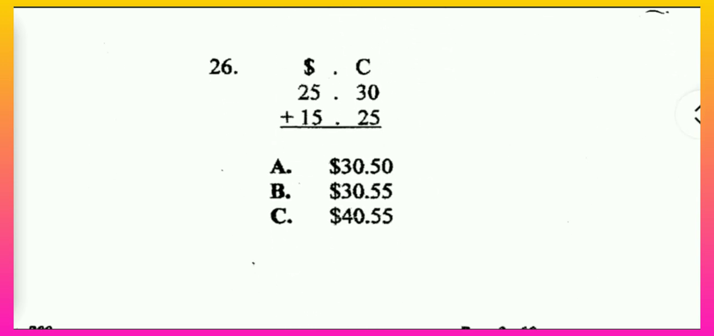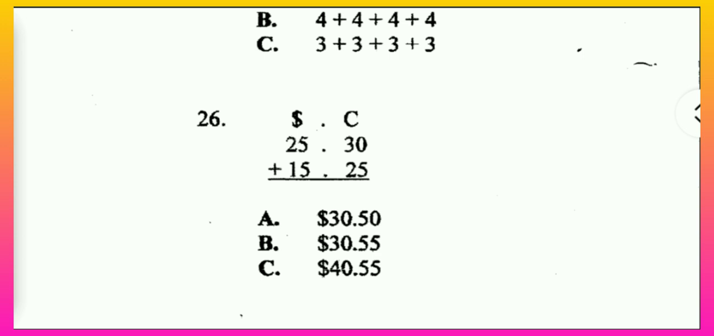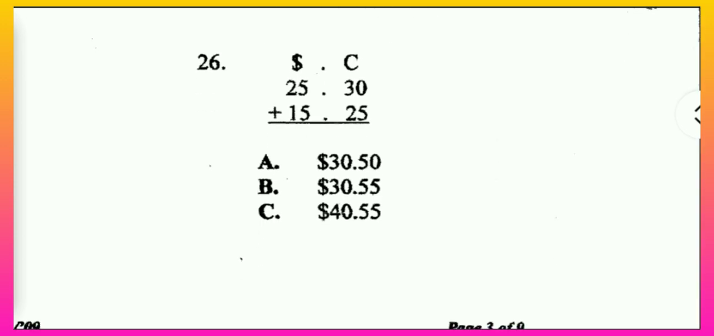26. Alright, you're adding some money. So let's go. Who loves money? All of you. To include me. Alright, 5 plus 0, again, we're going in this direction. 5 plus 0 is 5. Look, if you see any with 5 at the end, then it's going to be between B and C because they both have 5 at the end.